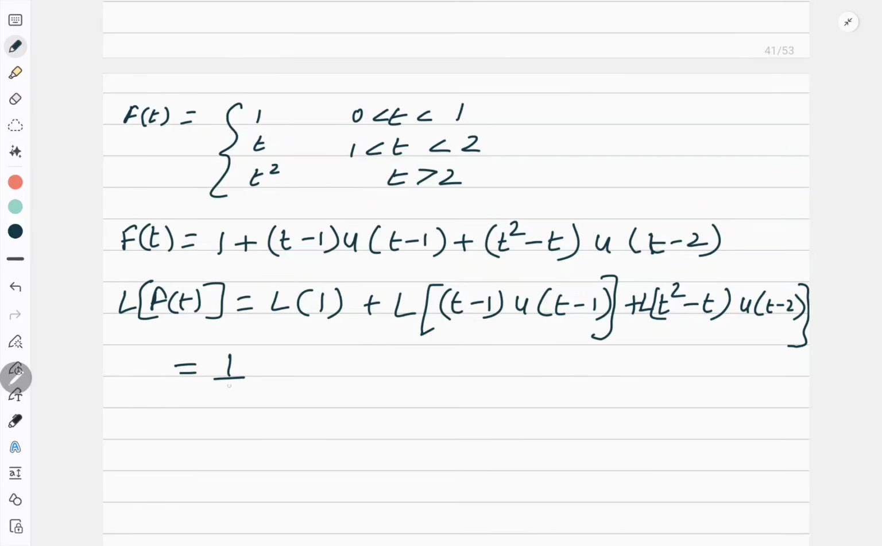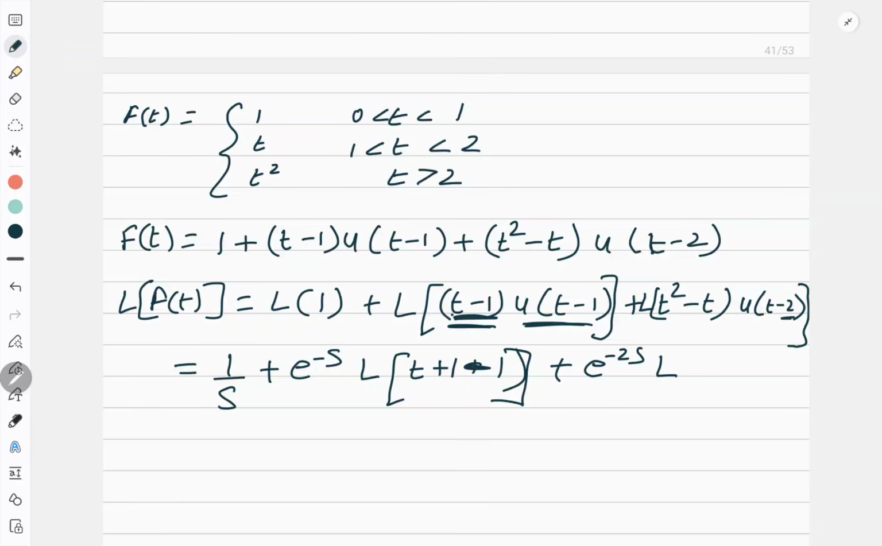What is Laplace of 1? 1 by s. Plus, now this is a function with the unit step function. What is a here? 1. So e to the power minus s, and Laplace of the function, but in place of t, I should write t plus a. So t plus 1 minus 1. Okay. Plus, here what is a? 2. So e to the power minus 2s, then Laplace of this function, but in place of t, I should write t plus 2. So (t plus 2) square minus (t plus 2). Everywhere where t is there, you have to write t plus 2.